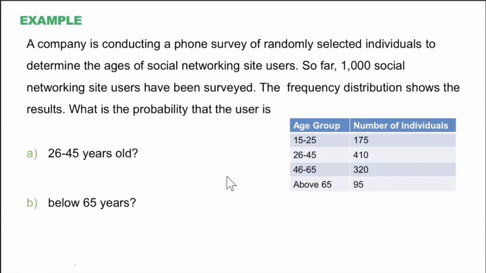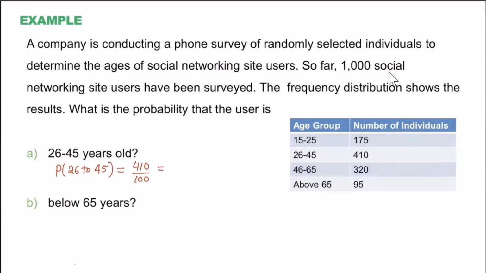That is the first part. We have to find the probability that the user is 26 through 45 years old, right? How many are there? 26 through 45 years old. Look at that. 410. Okay, so the probability that their age is 26 to 45 years. In this, the frequency is 410 out of, what is the total? We already know that. Look at that, 1,000, right?